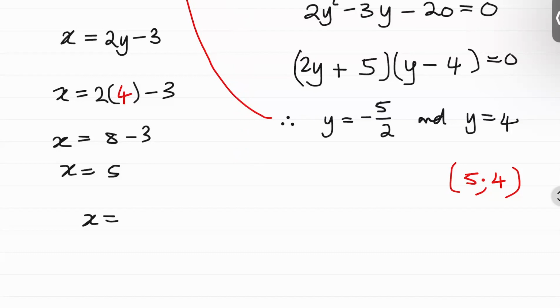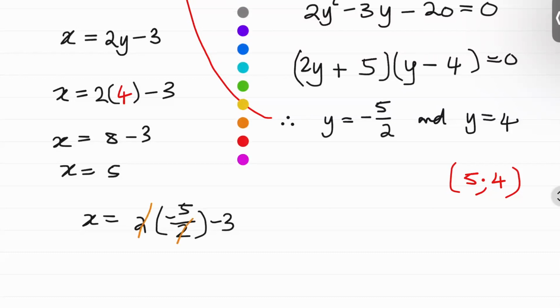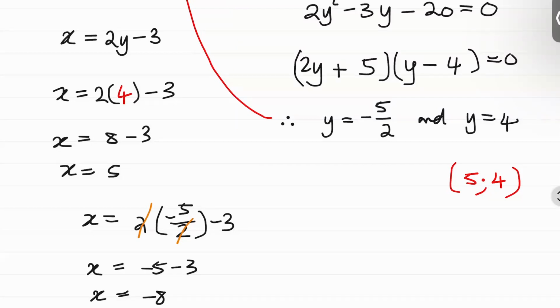And then now let's do the other one. I'm going to substitute -5 over 2 into 2y minus 3. Here you can see that the 2's will cancel, leaving us with -5 minus 3, which is equal to -8. Okay, and then that would be your other solution. We see here where x is -8, y is -5 over 2. And those are your final answers. There, and there.